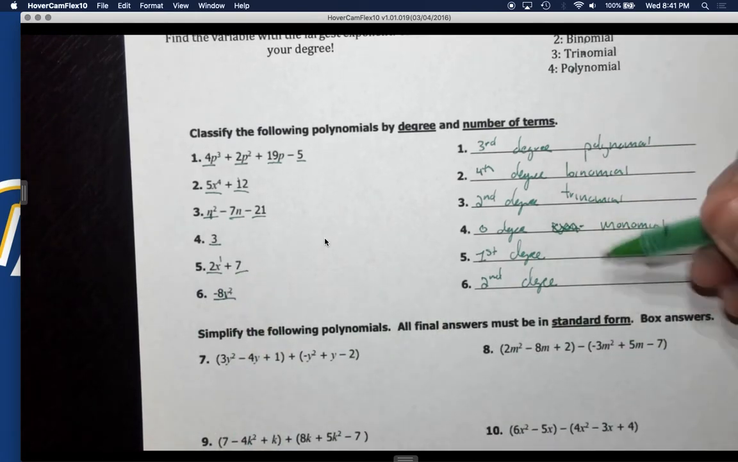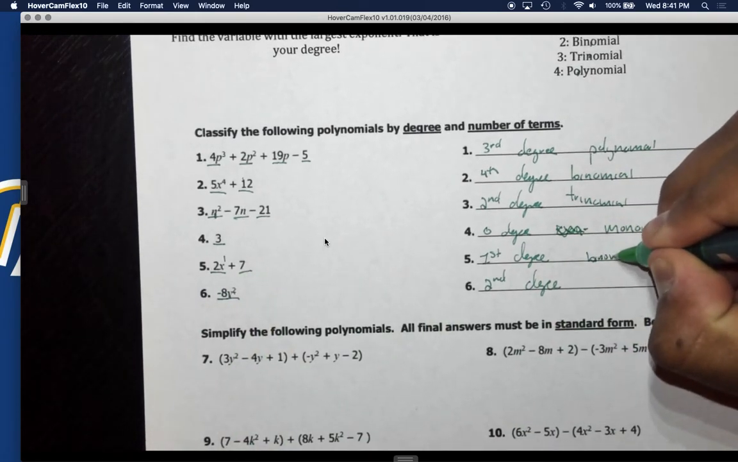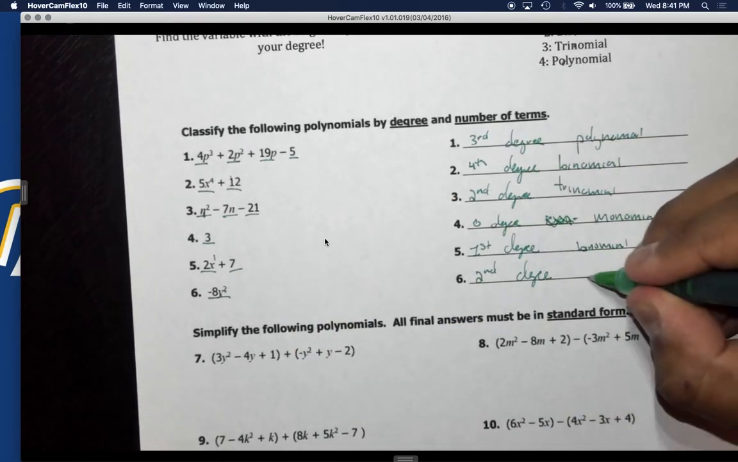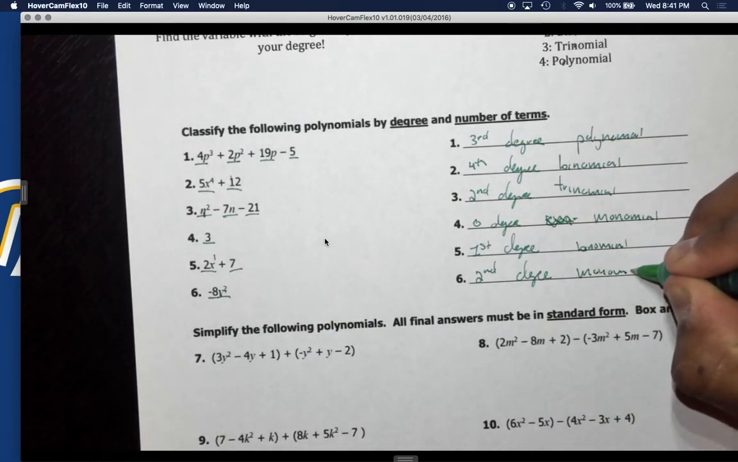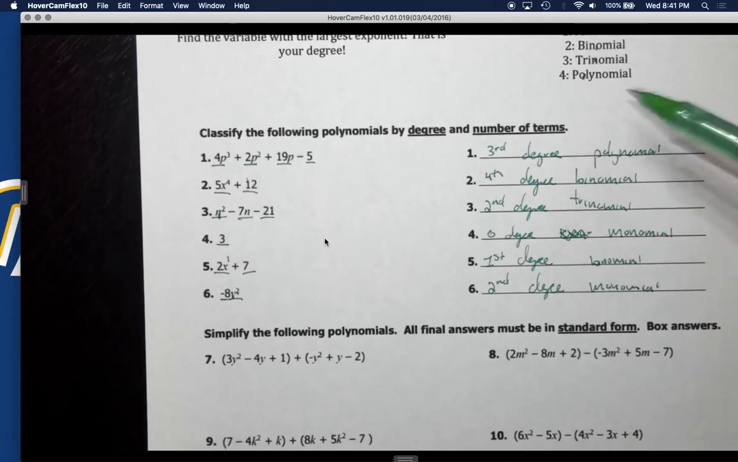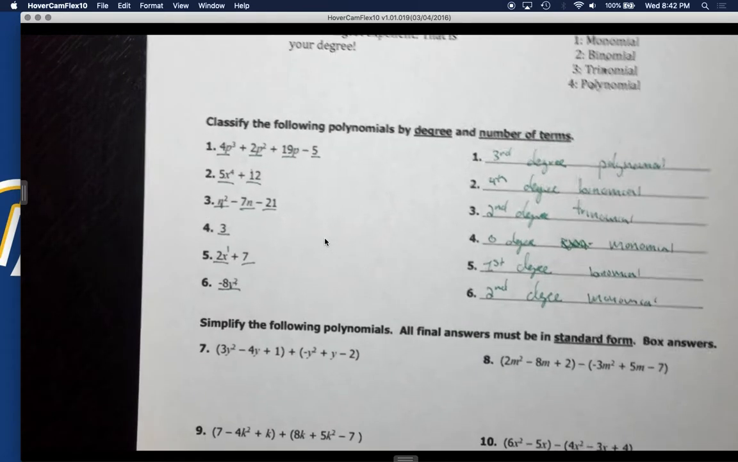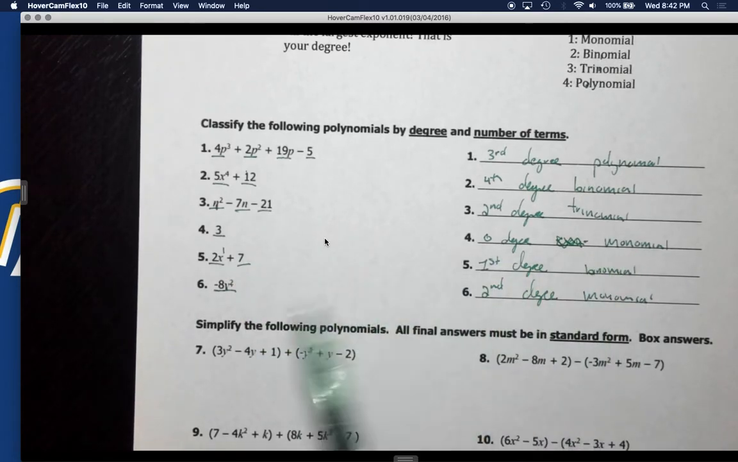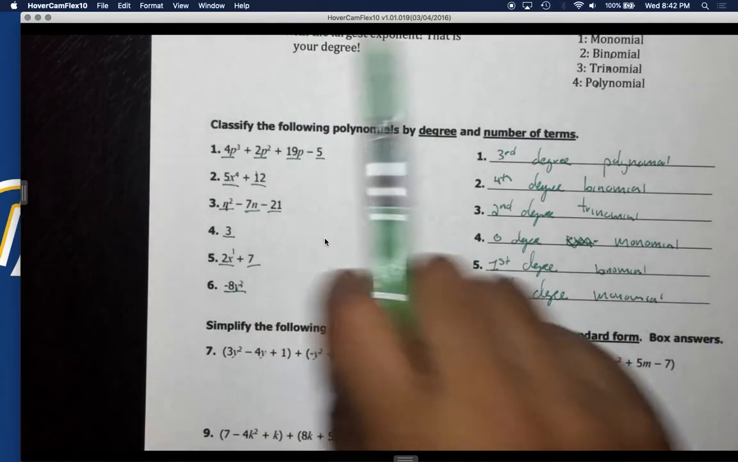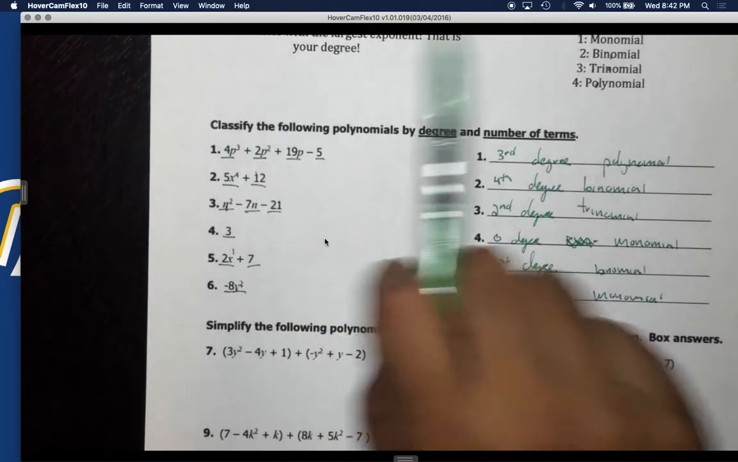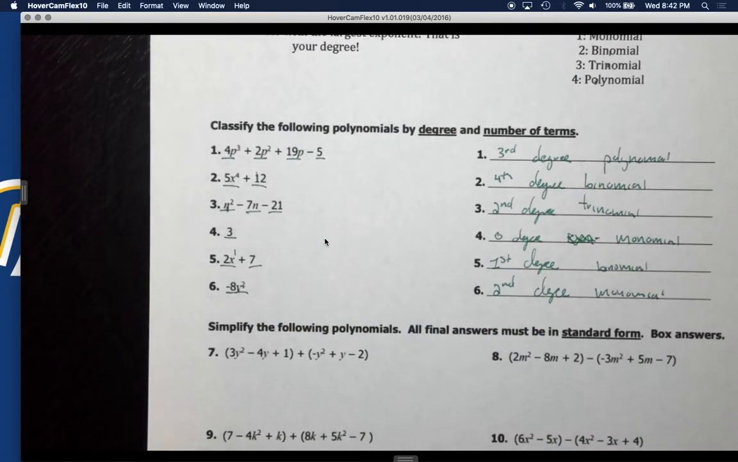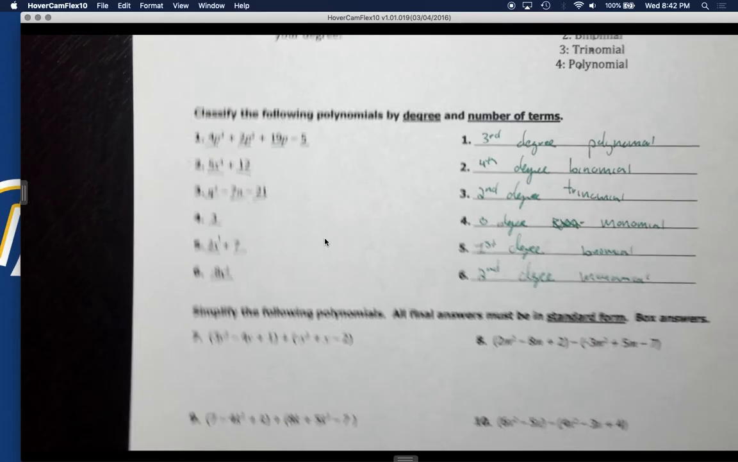Now this one has 2 degrees, so that means it's a binomial. This one has 1 degree, so it's a monomial. So you'll notice that when you take it step by step, you pretty much come up with this way of describing it. This guy would be a first degree monomial, this one would be a second degree monomial, and so forth and so forth. So as long as you break it apart, understand how to know the degree and the number of terms, you'll be golden. Alright, so that's how we classify them.